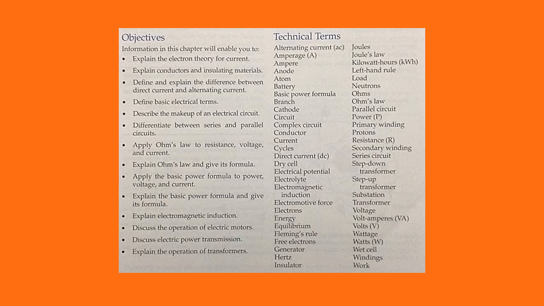hours or kWh, left hand rule, load, neutrons, ohms, Ohm's law, parallel circuit, power, primary winding, protons, resistance or R, secondary winding, series circuit, step down transformer, step up transformer, substation transformer, voltage, amperes or volt amperes or VAs, volts or V, wattage, watts or W, wet cell, windings, and finally work.